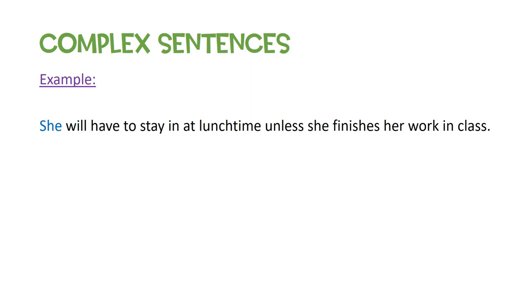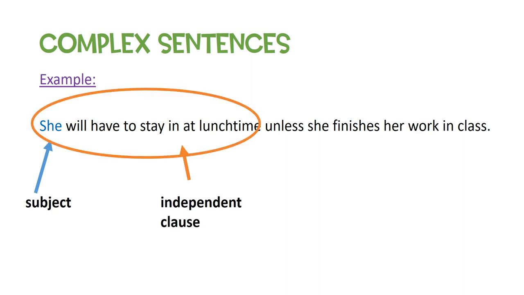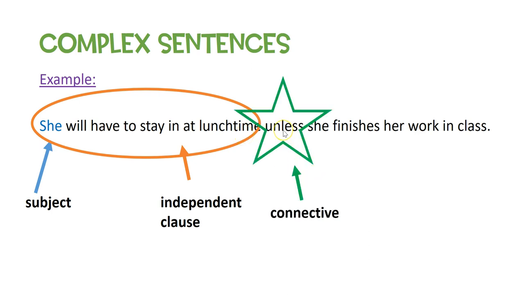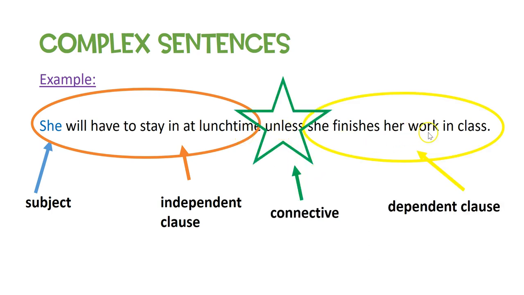Another example: she will have to stay in at lunchtime unless she finishes her work in class. She is the subject. The independent clause is she will have to stay in at lunchtime. The connective is unless she finishes her work in class. This is dependent because she finishes her work in class does not make sense without the first part.